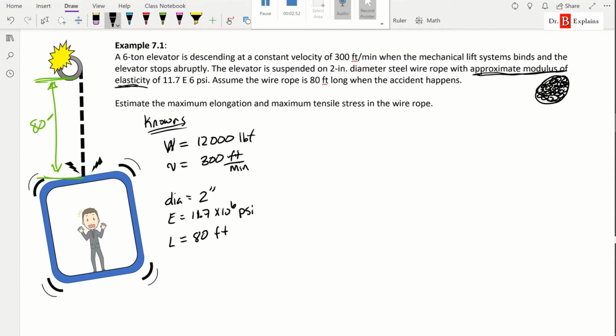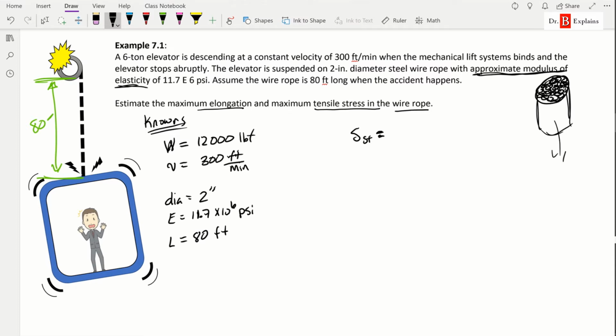So the very first thing we want to do, if you go back to the general procedure, is just calculate the static deflection. What are we calculating the static deflection of? Well, they're asking about elongation and tensile stress on the wire rope. So we want to calculate the static deflection on that wire rope. If we look at the cross section, it looks something like this. Do you remember how to calculate deflection of something that is cylindrical and very long?